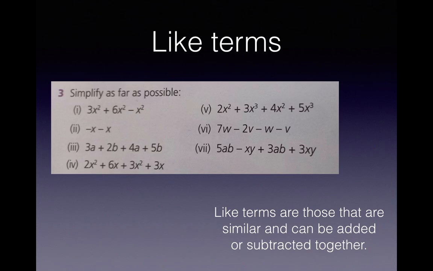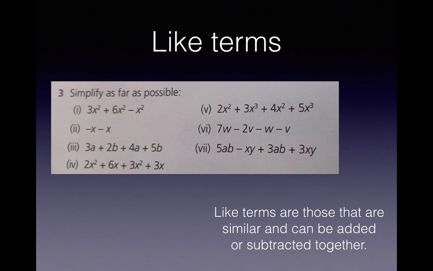Here are the answers. In the first case, 8x squared. Second one, minus 1x minus 1x. If I owe a xylophone and I owe another xylophone, I owe 2 xylophones, so that's minus 2x. The next one, put the like terms together. 3a and 4a is 7a. And then we also have 2b and 5b, which is 7b. So I get 7a plus 7b. Don't forget that plus.